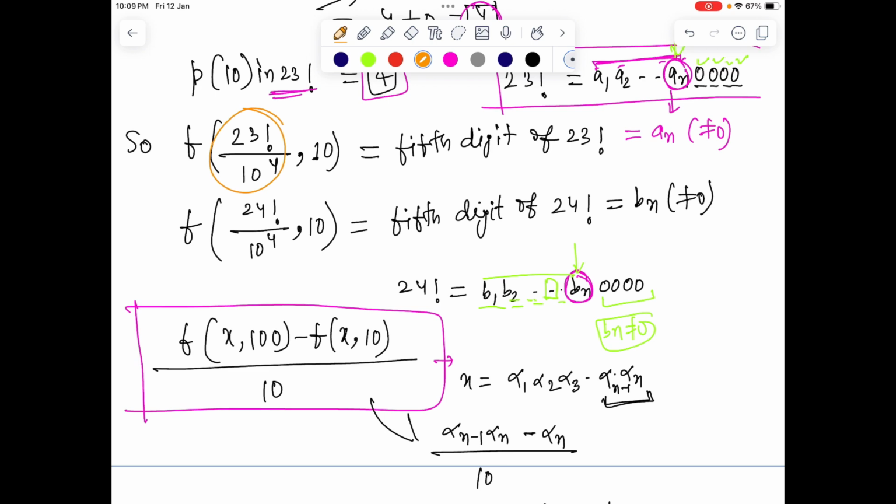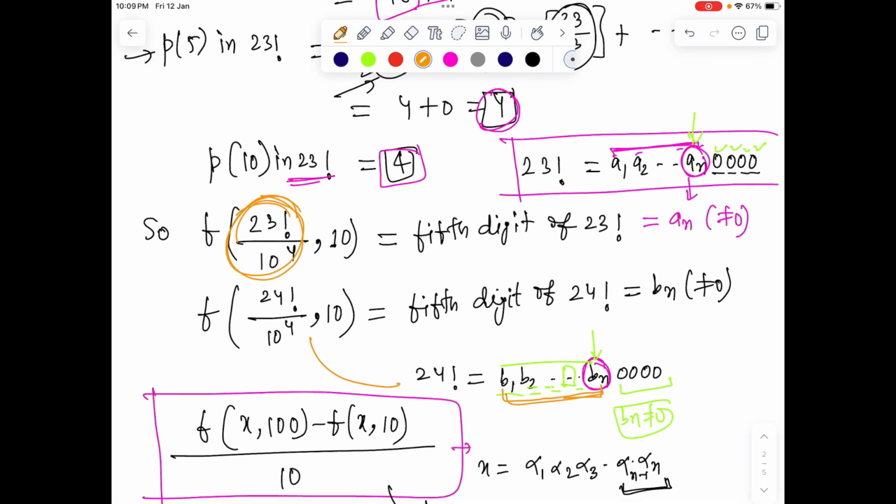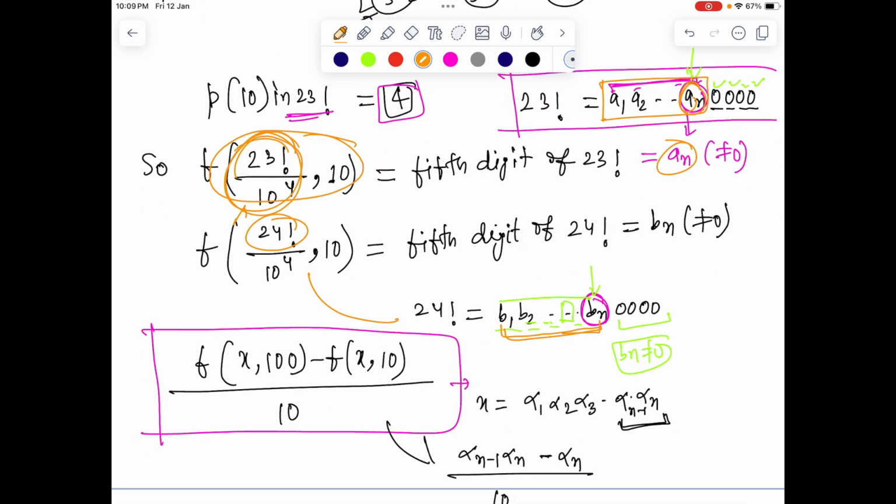Just as we have seen, 23 factorial divided by 10 factorial will end in 4 zeros. So 23 factorial will end in 4 zeros, and 23 factorial divided by 10 will be just this digit. So what we have seen just now is that 23 factorial will end in 4 zeros, so this term will be a1 to an. And if this is divided by 10, the remainder will be just an. So this quantity is nothing but an, right?